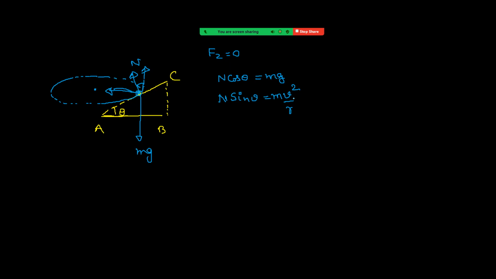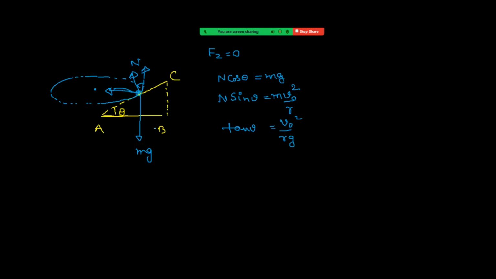Let us say this is a speed. Let us take it as v naught. So v naught is the speed corresponding to which there is no friction. Then see what we get from this. So tan theta is equal to v naught square by R g.